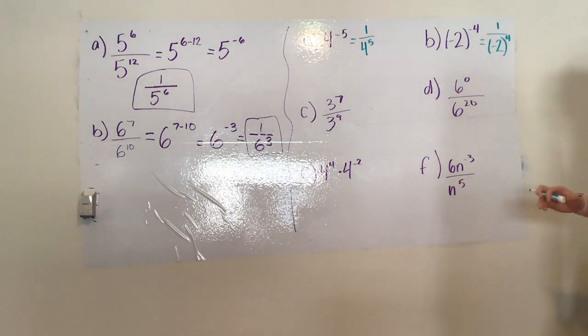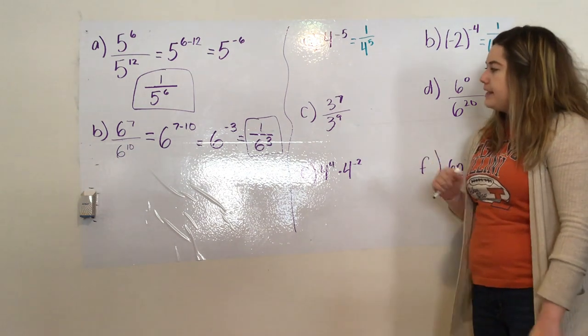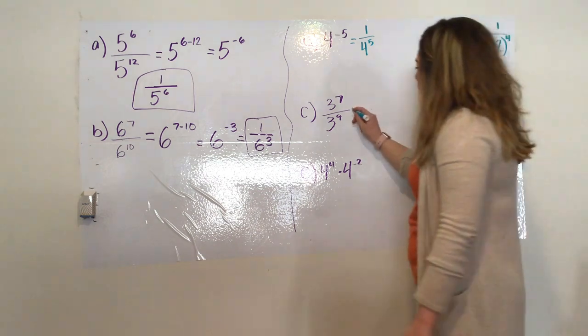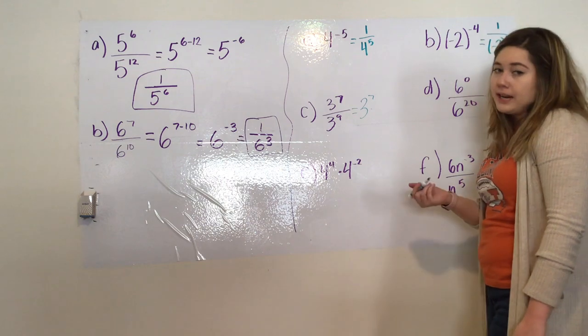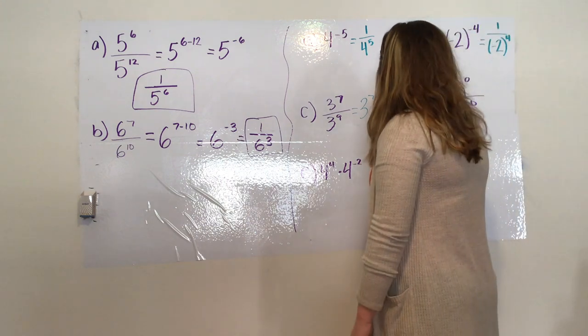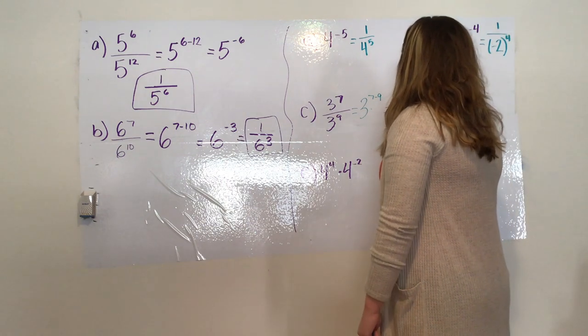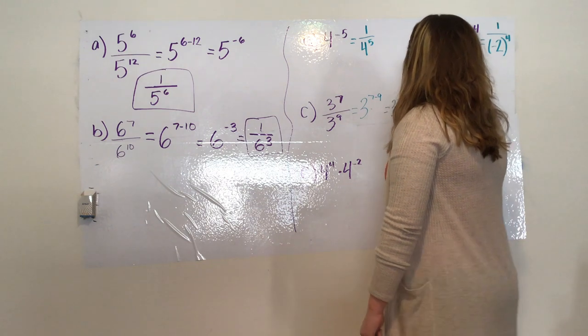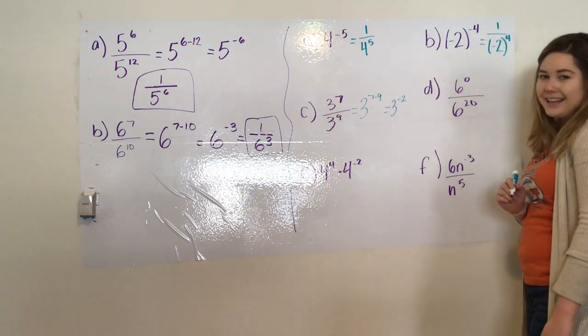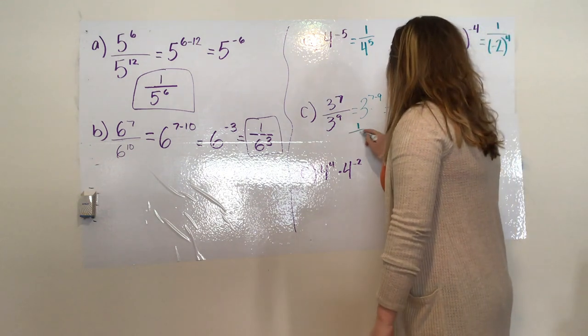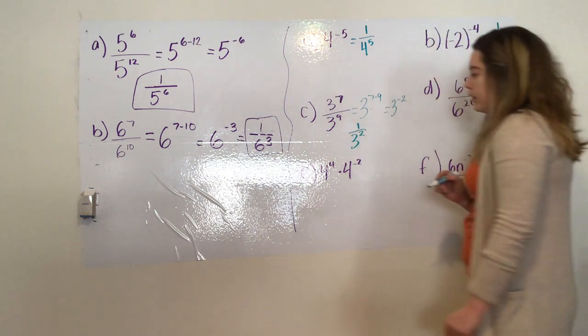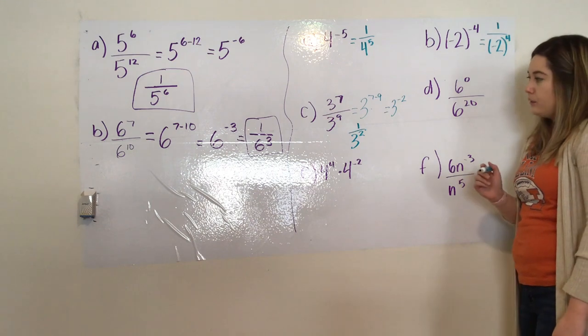Okay, C is 3 to the power of 7 over 3 to the power of 9. So I'm just going to subtract my powers because mine's the same base. So that gives me 3 to the power of negative 2. Okay, and that gets simplified to 1 over 3 to the power of 2.